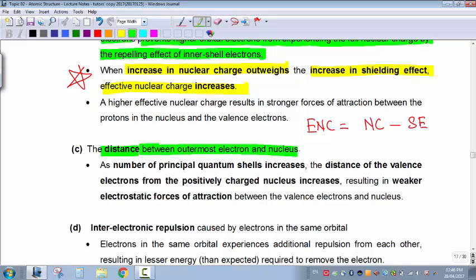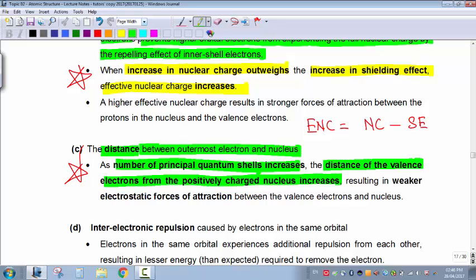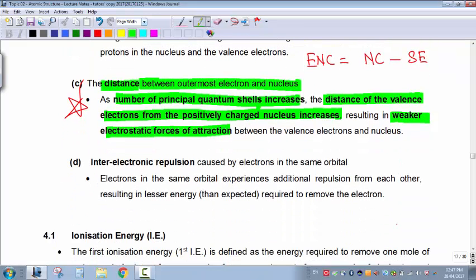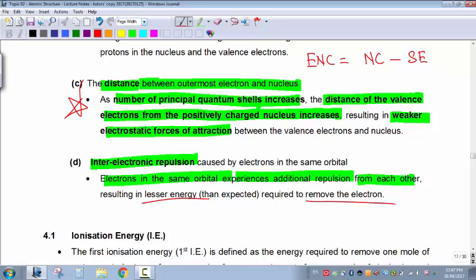Next, distance. The distance between the outermost electron and the nucleus. What you need to know most importantly is this: as the number of principal quantum shells increases, the distance of the valence electron from the positively charged nucleus increases. So there will be weaker attraction between the valence electron and the nucleus. Next, inter-electronic repulsion. Electrons in the same orbital experience additional repulsion from one another, so you need less energy to remove the electron.